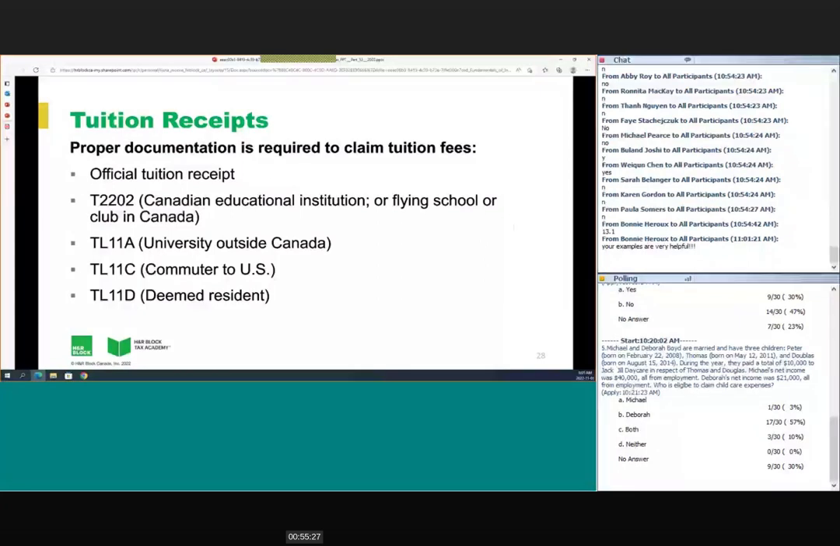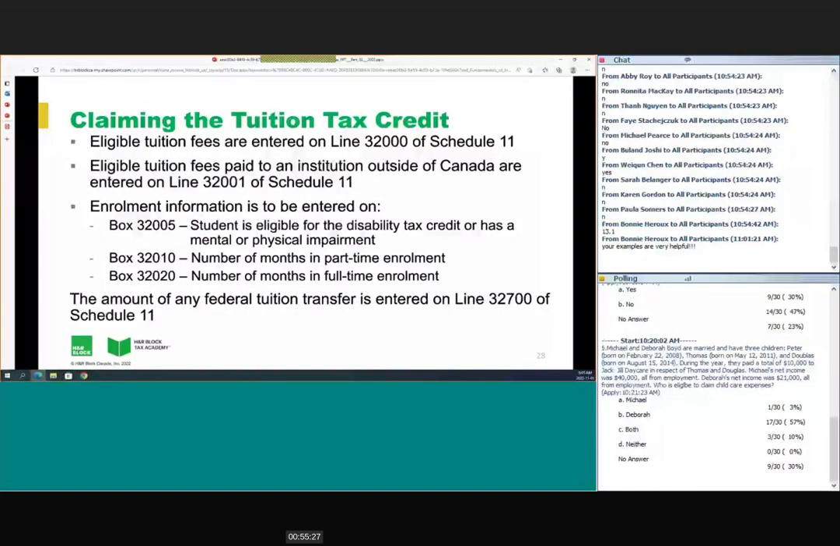All right, so now we're going to look at how we claim the tuition tax credit. We're going to use the Schedule 11. Eligible tuition fees are entered on line 32,000 of the Schedule 11. Eligible tuition fees paid to an institution outside of Canada are entered on a different line. And then we're going to enter enrollment information.